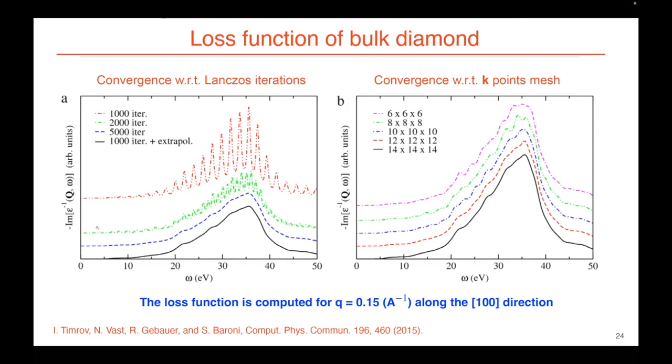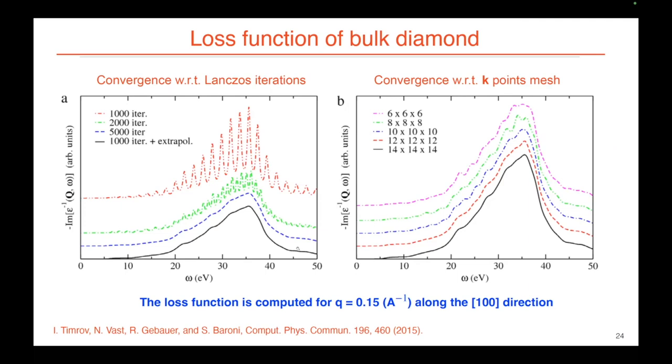But we can also use extrapolation techniques. I think in the hands-on, you will learn more about this. Extrapolation techniques allow you to reduce the computational cost significantly. You can just do 1,000 iterations and extrapolate the Lanczos coefficients. So you will hear in the hands-on what this is. But you can see again, instead of doing 5,000 iterations, you can do just 1,000 and extrapolate, and you obtain the same final spectrum in black.